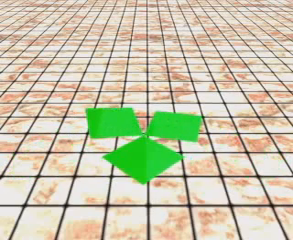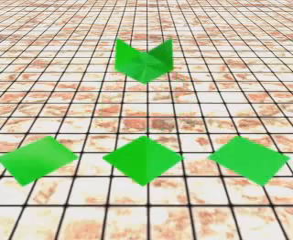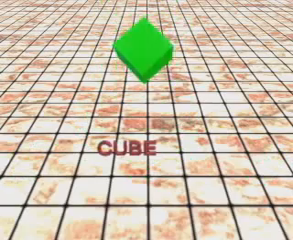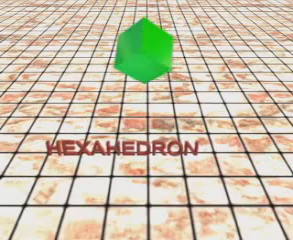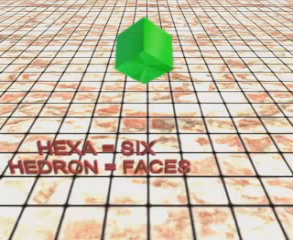Lay 3 squares together on the plane, point to point. Allow their bodies to rise up out of the plane until their outer edges meet. Repeat the process. Lay one set on top of the other. The cube is formed. The cube is also known as the hexahedron. Hexa means 6. Hedron means faces.